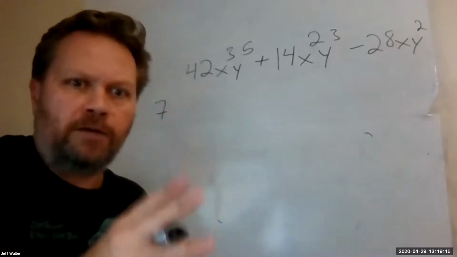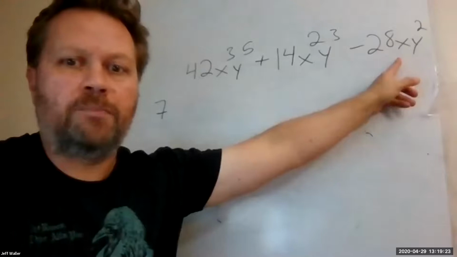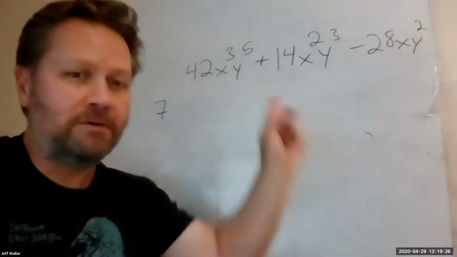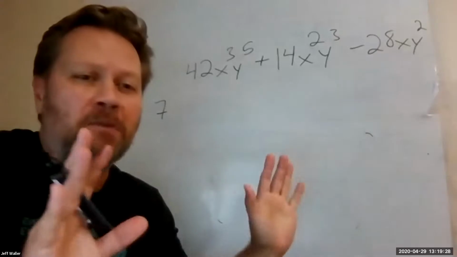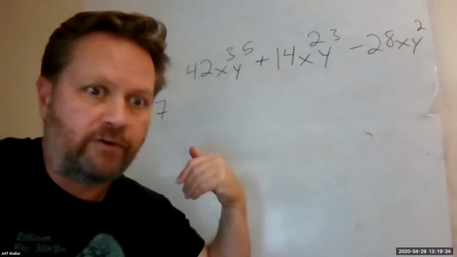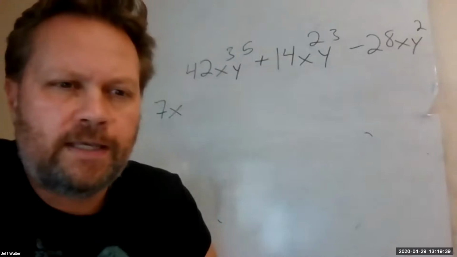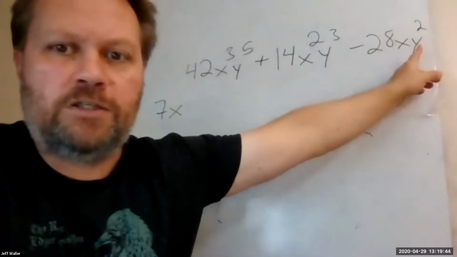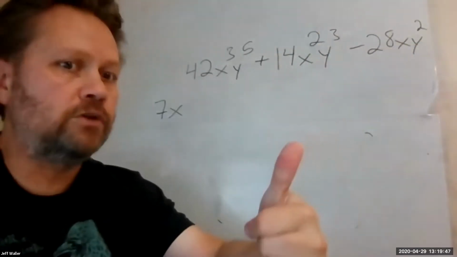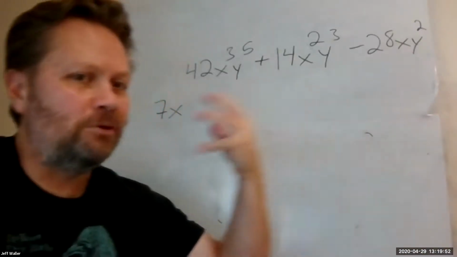Now look at each letter. X's. How many X's can you take out? 1x. Yeah, only one, because that's the lowest power I see. Every one of them has 1x. I don't care that some of them have more. But this guy's only got 1, so that's the most I can take from everybody. So 1x. And then how many y's can I take out? Y squared. Yeah, I could take it. He's got 5, he's got 3, but the lowest I see is 2. They all have 2 y's, so I could take out 2 y's. So I can undistribute that.